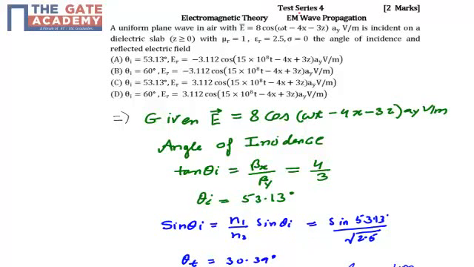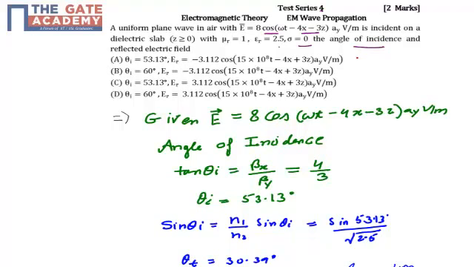Hello friends, this question is from test series 4, from the subject of EMT, and the topic name is EM wave propagation theory. In the problem we have a uniform plane wave in air with an electric field 8 cos(ωt − 4x − 3z), which is propagating in the y-axis. It is incident on a dielectric slab z greater than 0, with relative μ_r = 1, relative ε_r = 2.5, and σ = 0. We need to find the angle of incidence first, and the reflected electric field.